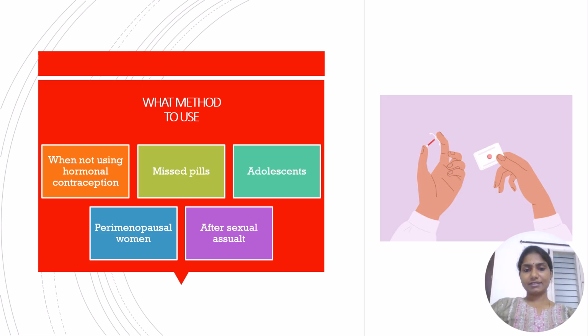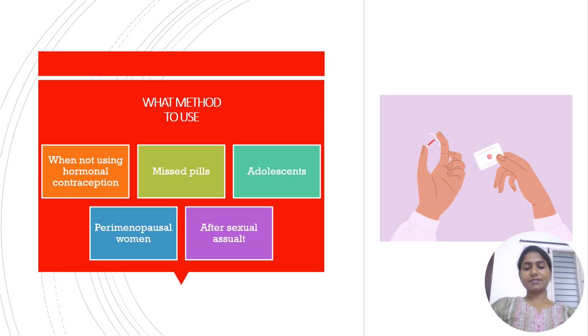Next, in adolescents, we can give all types of contraception irrespective of anything. Even in adolescents, copper T can be inserted safely. We can give UPA and levonorgestrel as well. The same applies to perimenopausal women also. All three can be safely given unless there is any hepatic impairment, where UPA is contraindicated.